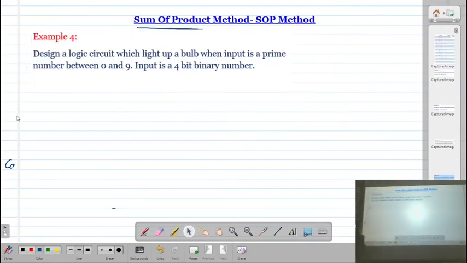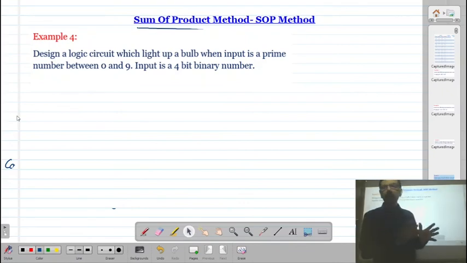Now see, what is the problem? Design a logic circuit which lights up a bulb when the input is a prime number between 0 and 9. Input is a 4-bit binary number. Here you have to design the circuit so that whenever my input number is a prime, only then the output should be high. Otherwise, the output should be low.